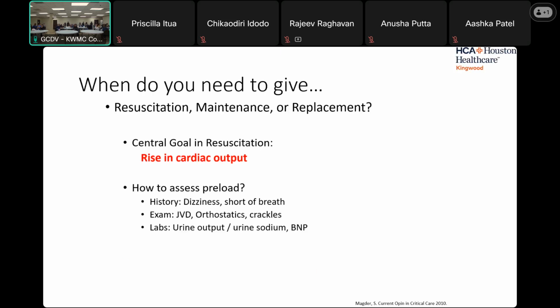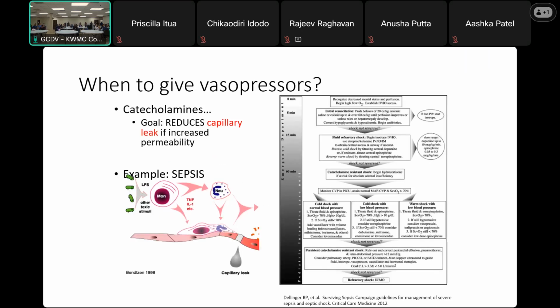So last section here, putting it all together, again, when you want to give fluids, always think, is it resuscitation, maintenance, or replacement? Replacement, I think more is dehydration or hypernatremia. And what's your goal there? Always when you give fluids, make sure you reassess the patient to make sure that you're getting to your goals. So if blood pressure's gone up, and whatever else target you're trying to fix is better.